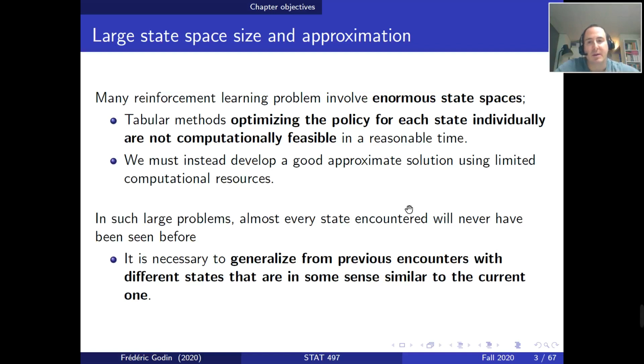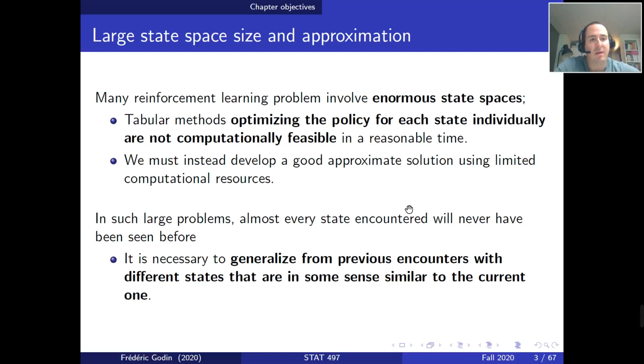As we mentioned earlier, many reinforcement learning problems involve enormous state spaces. If you play chess, or backgammon, or Go, or any similar types of games, then the number of possible locations of the various pieces on the board is enormous. There are many other problems where this is the case.